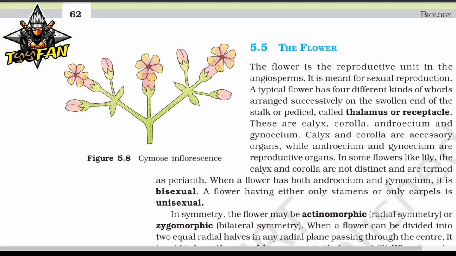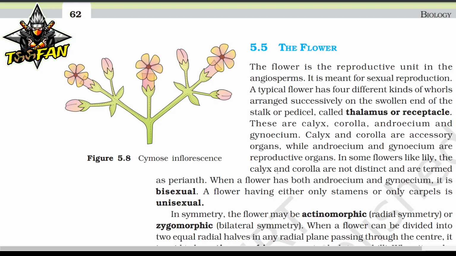The flower. The flower is the reproductive unit in the angiosperms. It is meant for sexual reproduction. A typical flower has four different kinds of whorls arranged successively on the swollen end of the stalk or pedicel, called thalamus or receptacle. These are calyx, corolla, androecium, and gynoecium. Calyx and corolla are accessory organs, while androecium and gynoecium are reproductive organs. In some flowers like lily, calyx and corolla are not distinct and are termed as perianth.